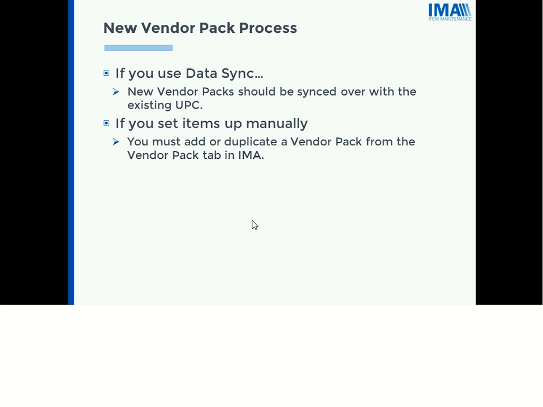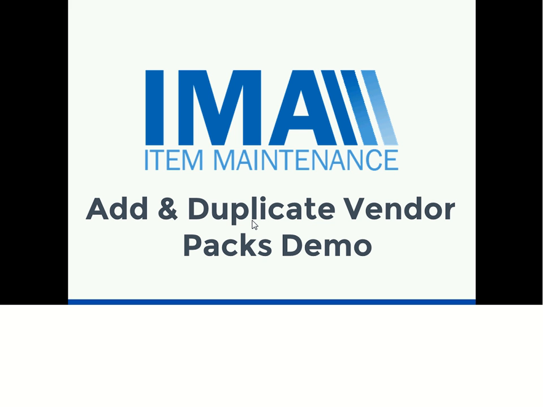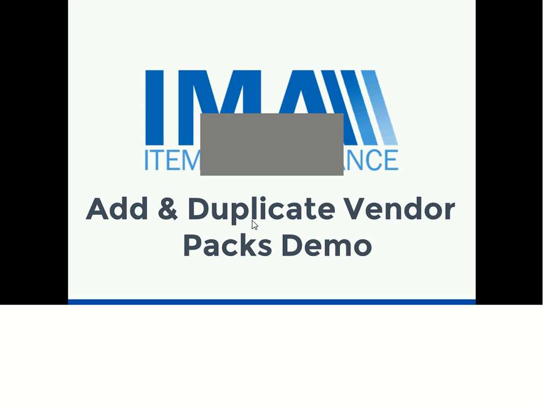So the new vendor pack process. If you use data sync, the new vendor packs should be synced over with the existing UPC. Now if you added a new carton, then that is going to come over with the new vendor pack as well. But if you just need to add a new vendor pack, then sync it over with the existing UPC. If you set items up manually, then you have to add or duplicate a vendor pack from the vendor pack tab in IMA. And I am going to walk through that process as well.